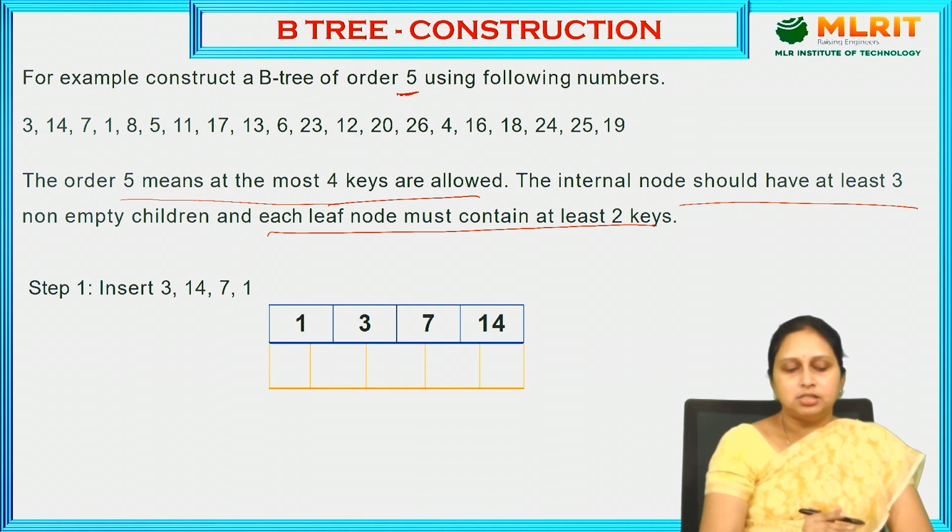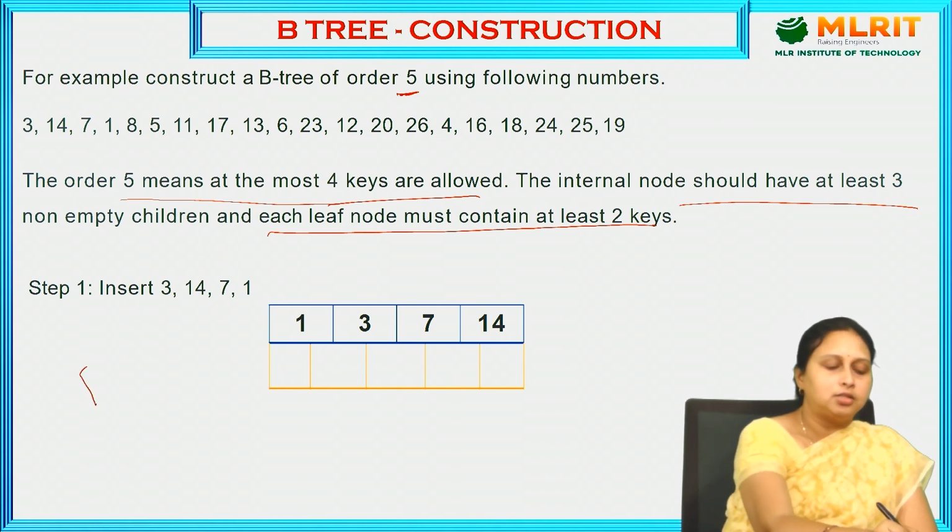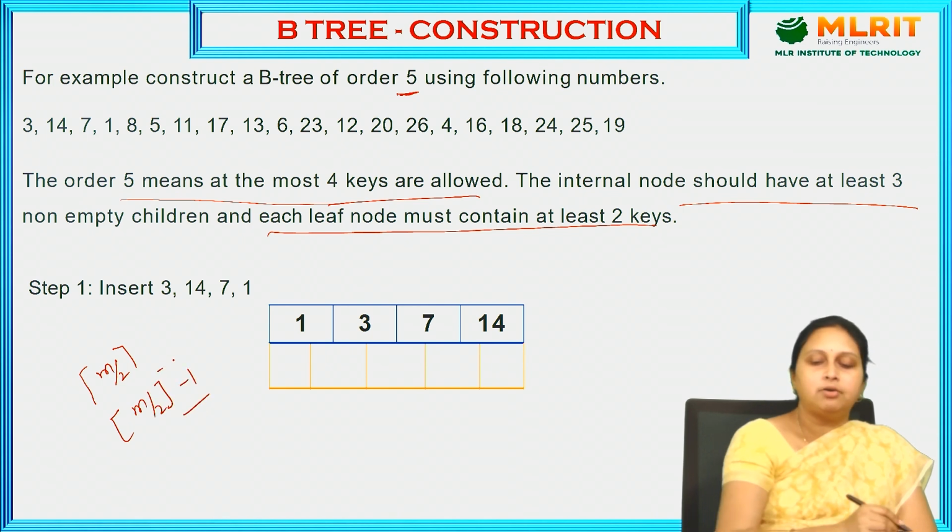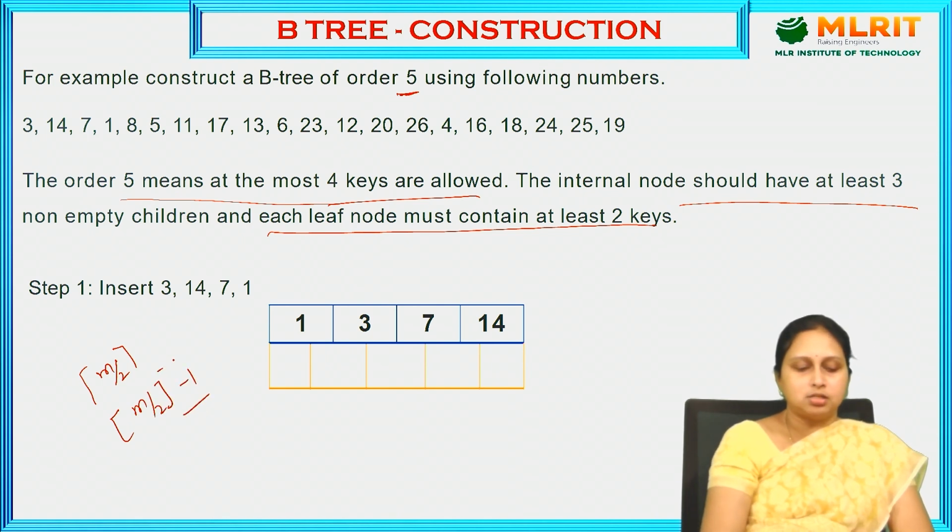As we have seen, we have given some conditions: ceil of m by 2 and ceil of m by 2 minus 1. This will return these things. What is the leaf node? At least how many keys have to be present in the leaf node? At least how many internal nodes must it have, right?